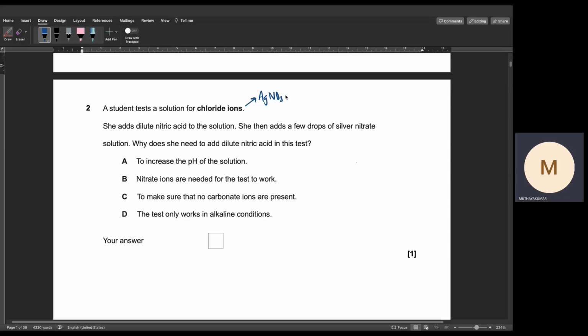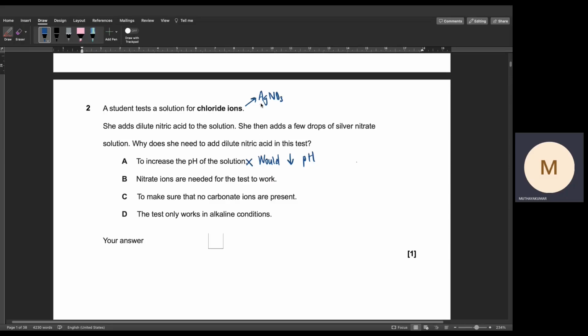To increase the pH of the solution, well, we know this is an incorrect option because adding acid will decrease the pH. The closer you get to 1, the more acidic it is. So this is not true because adding acid would lower the pH. So it can't be A. Number B, nitrate ions are needed for the test to work. So we've already discussed this briefly.